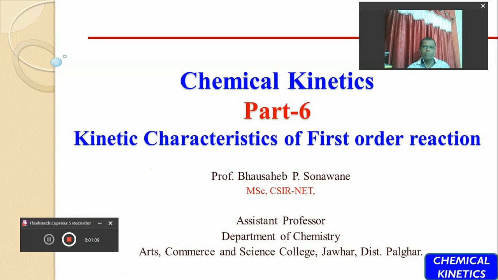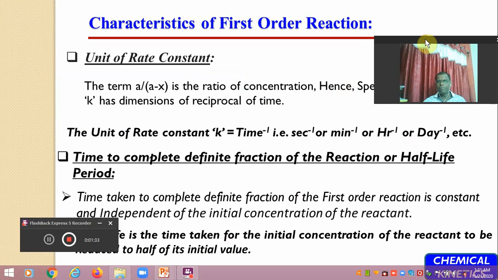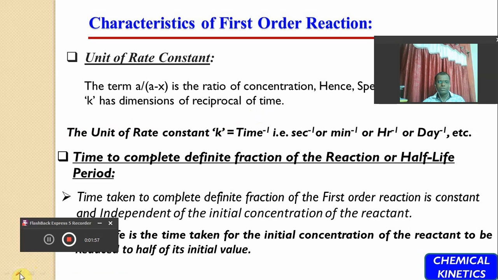Dear friends, based upon the same first order reaction, in this part of the video today we are going to study the kinetic characteristics of first order reaction. How can we study the various characteristics of first order reaction with the help of the rate equation? It includes characteristics like the unit of the rate constant of first order reaction, the half-life period of the first order reaction, and the graphical representation, which is very important to predict the first order reaction of a chemical reaction. So the first characteristic is the unit of rate constant of first order reaction.